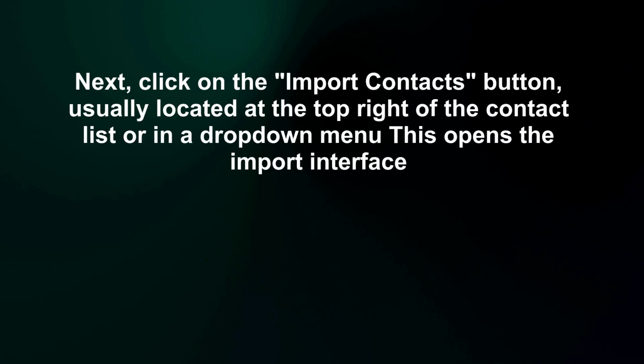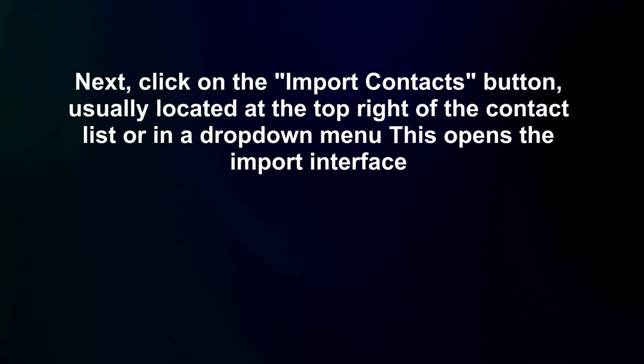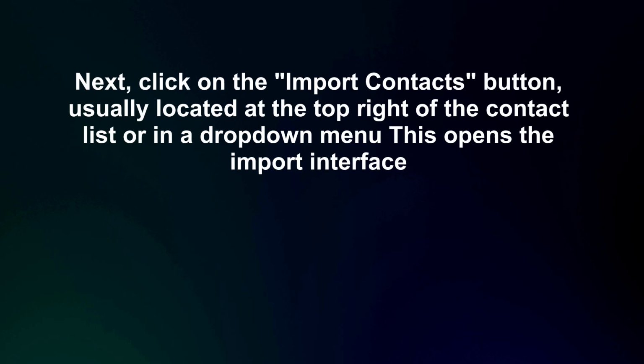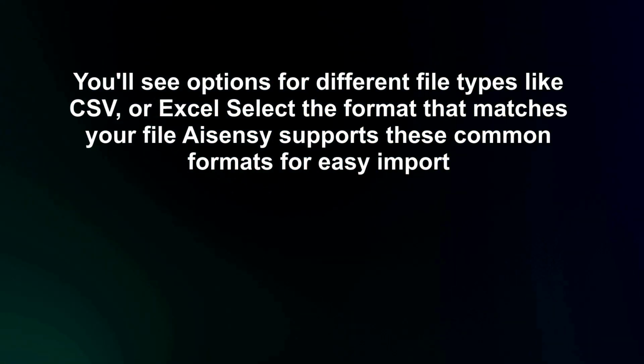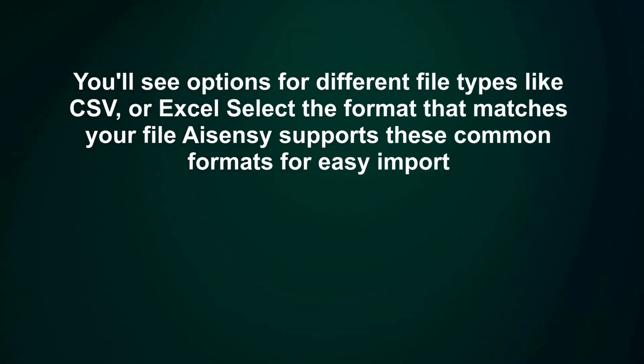Next, click on the Import Contacts button, usually located at the top right of the contact list or in a drop-down menu. This opens the import interface. You'll see options for different file types like CSV or Excel. Select the format that matches your file. Aisensy supports these common formats for easy import.